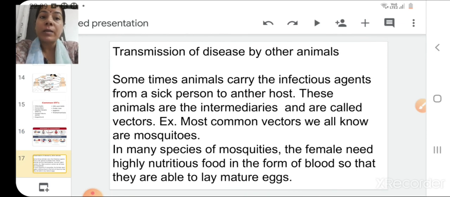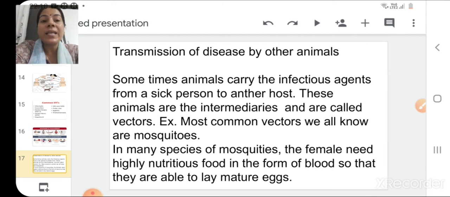Now, transmission of diseases by other animals. Sometimes animals carry the infectious agent from a sick person to another healthy host. These animals are the intermediaries and are called vectors. These vectors are not affected or harmed by the infectious agent, but they help in spreading the disease from one host to another host. Example, a common vector we all know, that is the mosquito.